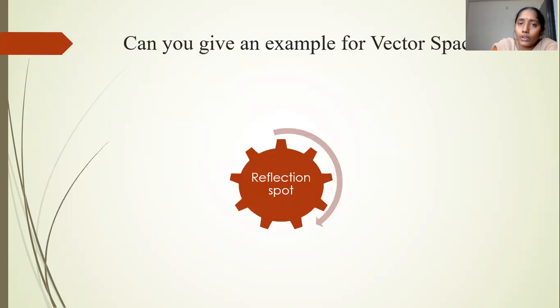Now, again the reflection spot. Pause your video and think about this: can you give any example of a vector space which satisfies all the properties from set 1 and also set 2?